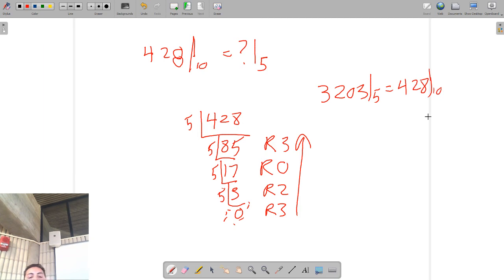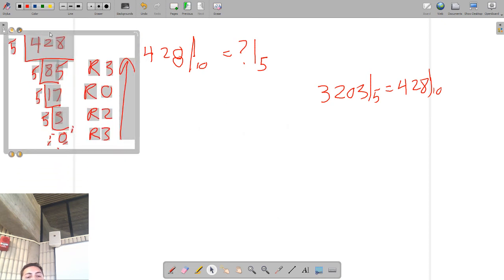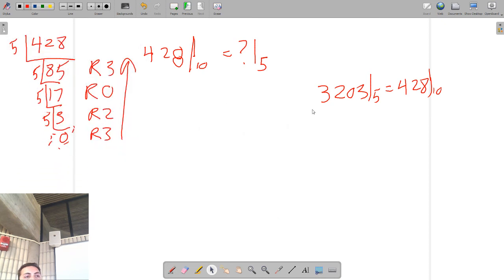Now you're on an exam. How do you know if that is correct? Well, the quickest way to do that is to convert this back into base 10 and see if you come up with the same number. So let's do that. We can always check our answer. That's why this is actually pretty simple.